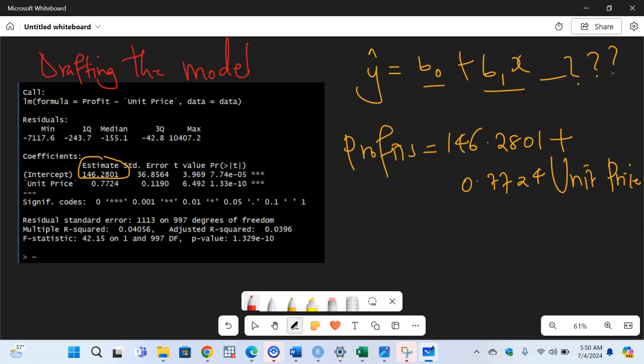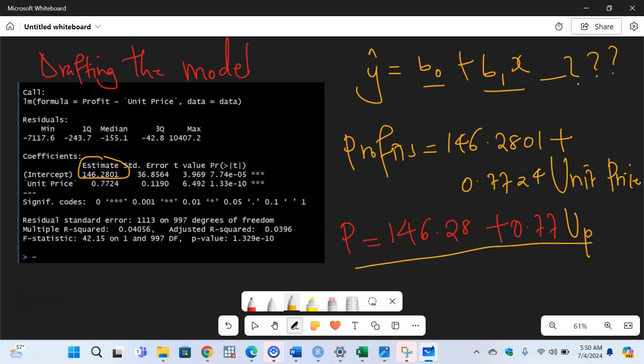So let's just write in short form. P to stand for profit equals 146.28. Let's give it to 2 decimal places. Then plus 0.7724, just 2 decimals, okay, let me not add 24, times unit price. So this is the model.